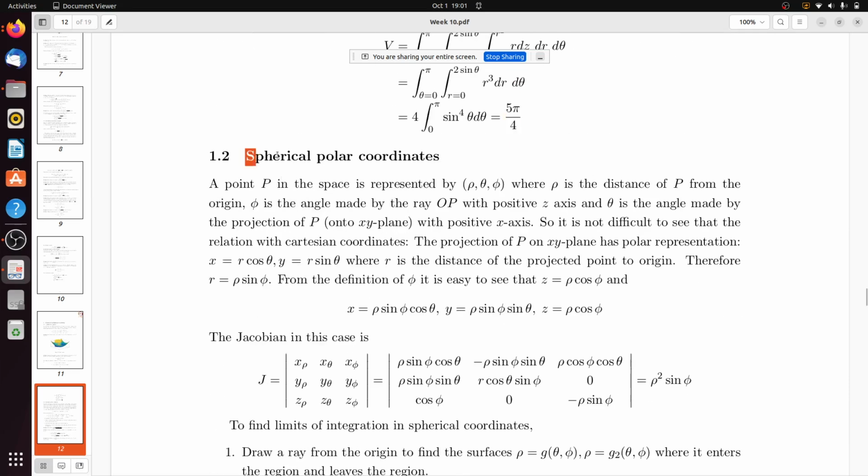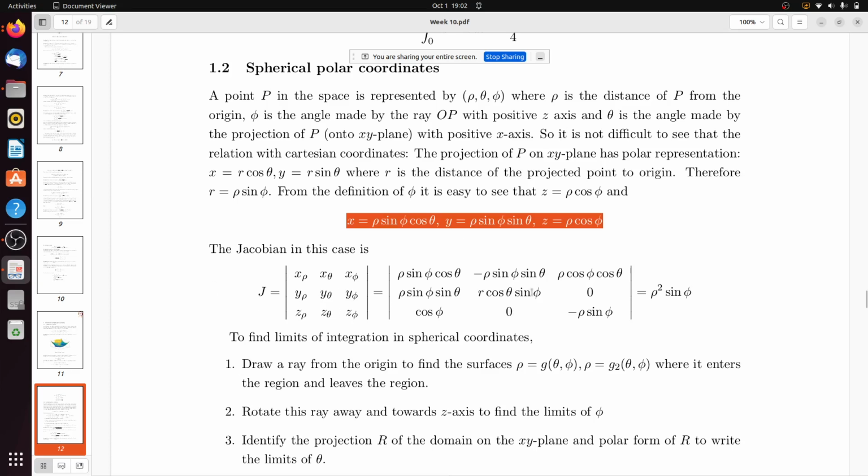Similarly, how does the spherical polar coordinate system look? In the Cartesian coordinate system, xyz is converted into the spherical polar coordinate system rho, theta, phi, where rho is the distance of P from the origin and phi is the angle made by the ray OP. The transformation is x equal to rho sin phi cos theta, y equal to rho sin phi sin theta, and z equal to rho cos phi.